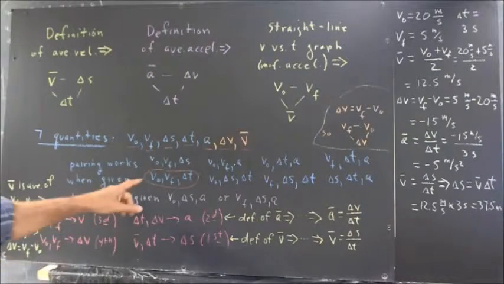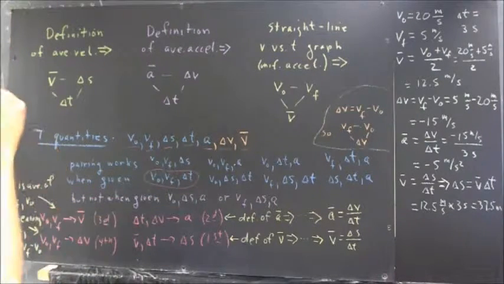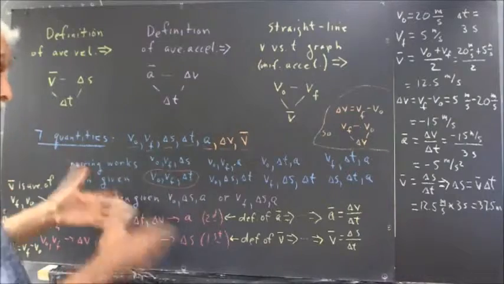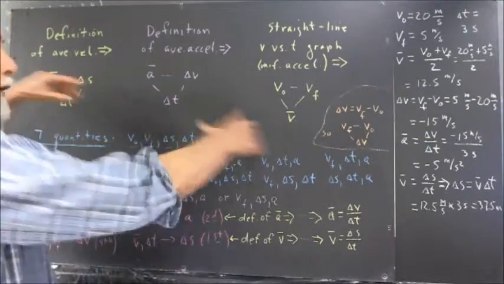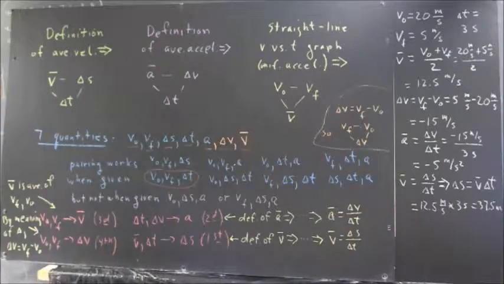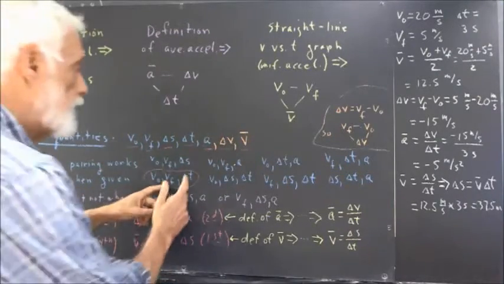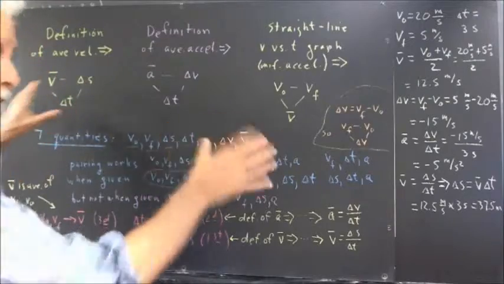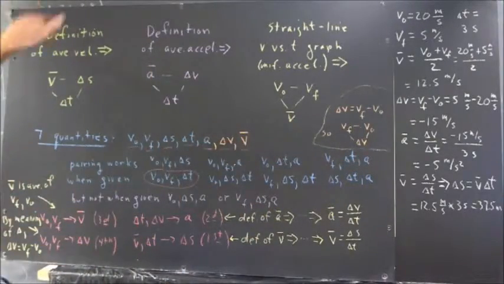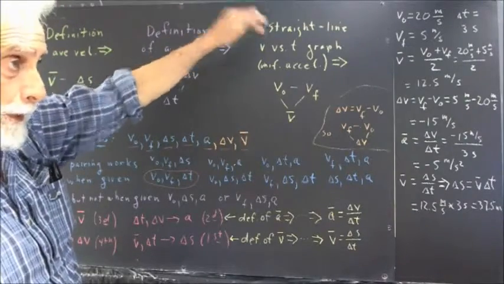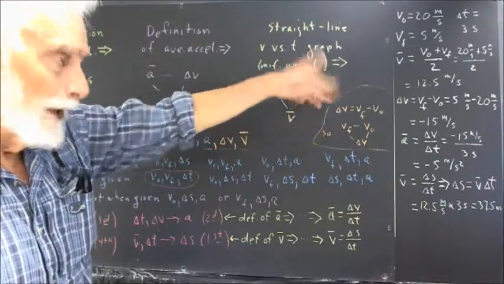Okay, well, if we're given V naught, Vf, and delta t, the first thing we want to do is try to pair two of these. If we try to pair V naught and delta t, they don't appear in any of these triangles together. We can't use them. If we tried to pair Vf and delta t, same thing. They don't appear together in any of these triangles, so they aren't related by this definition, by this definition, by the property of a straight line graph, or by the definition of delta.